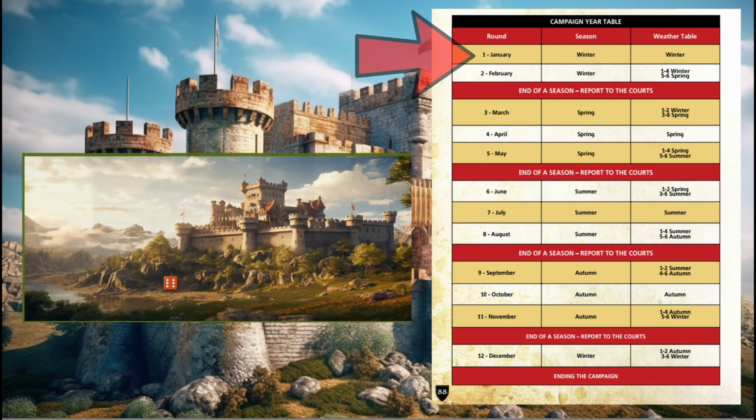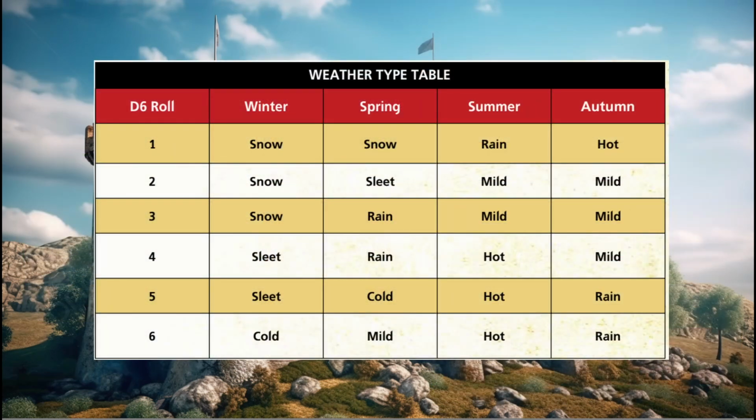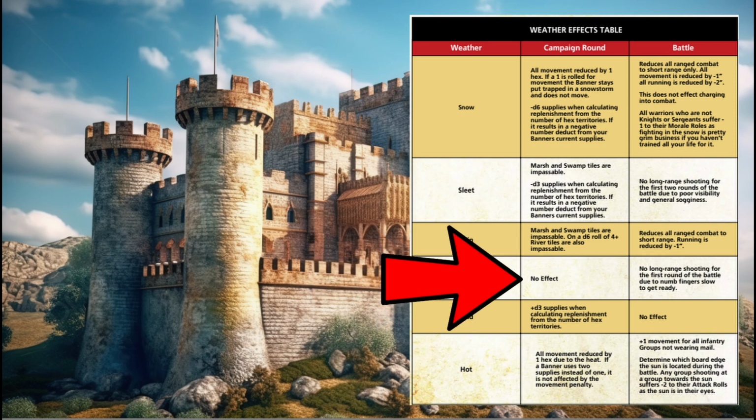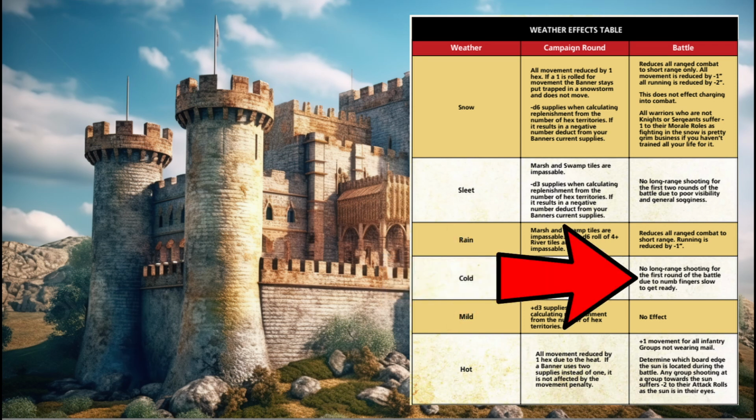So if we go to the campaign weather table, we will see that a 6 means we have cold. So let's go see the weather effects. We avoided snow, we're lucky, sleet, rain, we're cold. So for the campaign round, as you can see here on the top, the cold has no effect while you are playing on the campaign map. For the battle, no long-range shooting for the first round of the battle due to numb fingers, slow to get ready. So it's very cold, your fingers are numb, and you cannot shoot very well until your fingers get warm. You won't be able to shoot, at least for the first round of the hand-to-hand combat in long range.